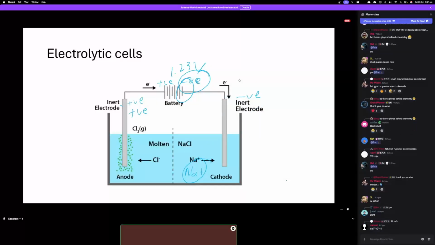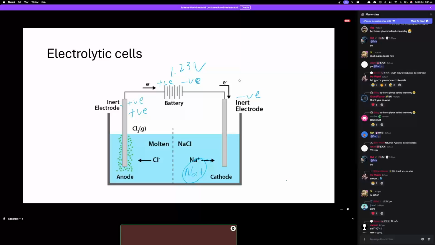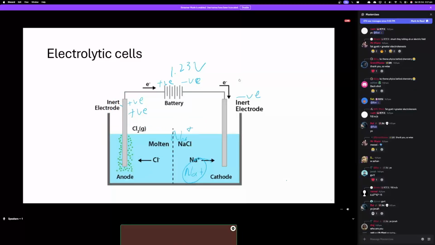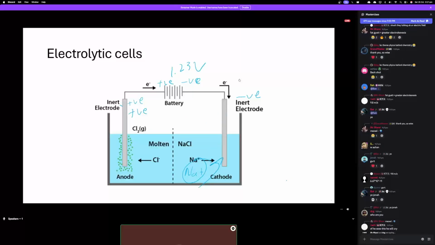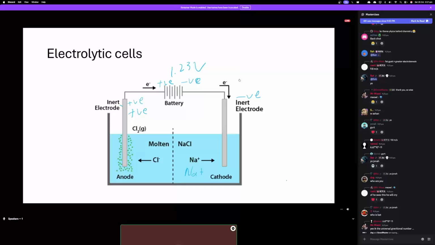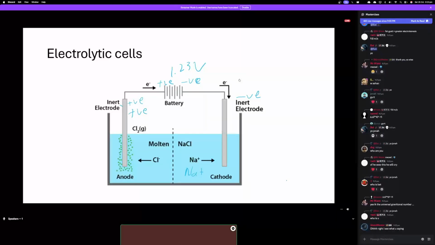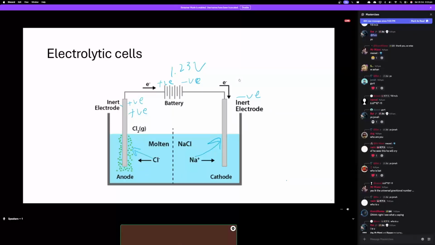For the people doing physics, a more technical explanation: when we connect to a battery, it's not like this suddenly magically becomes positive. What happens? We get an electric field between them, and in an electric field, the positive charges want to move through the field, and so the sodium navigates towards this. That is basically what's happening. Cool. That was a bit of physics gap, but all that matters is that Na plus goes to the cathode, Cl minus goes to the anode.